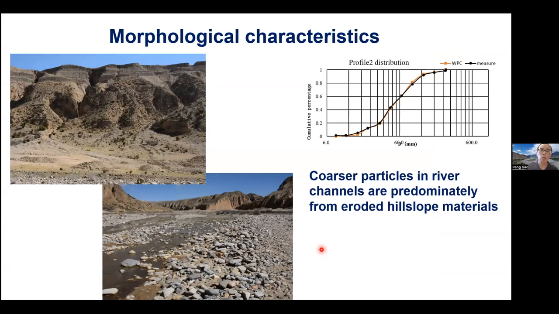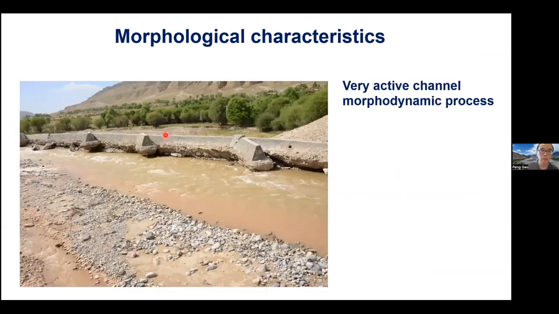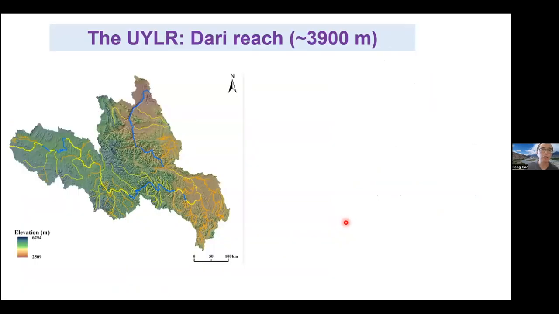And the point I want to make is that the particle size that you see on the riverbed here mainly comes from the two sides of the steep cliffs, caused by very active hillslope processes. And this shows you how active the braided river system itself is. So as you can see, this bank protection construction has been undercut by very strong, very powerful flows through its main channel system.